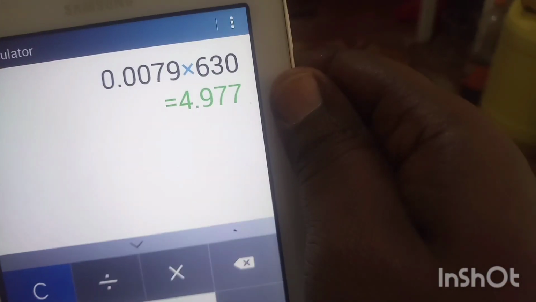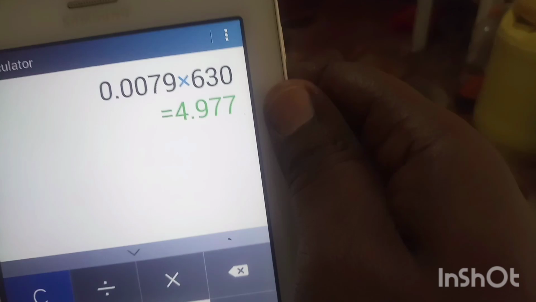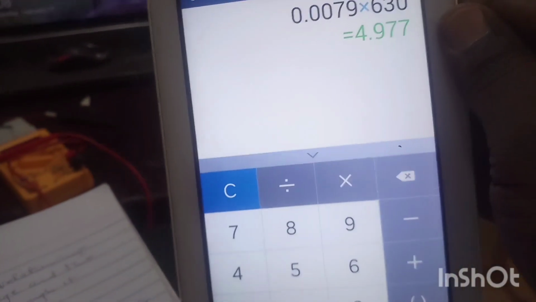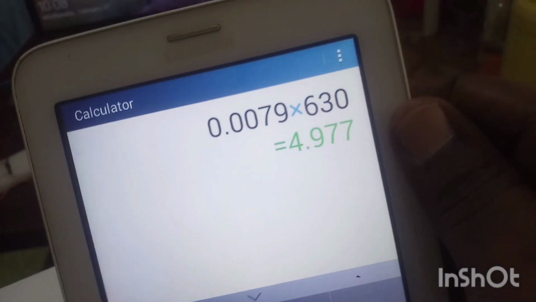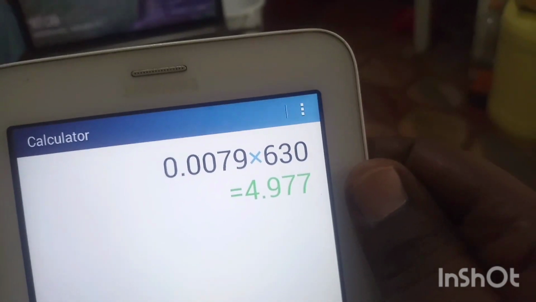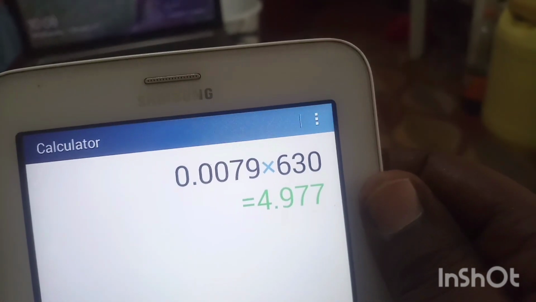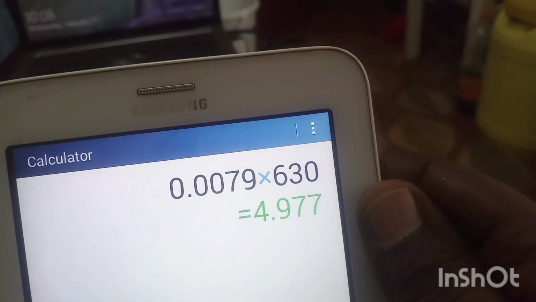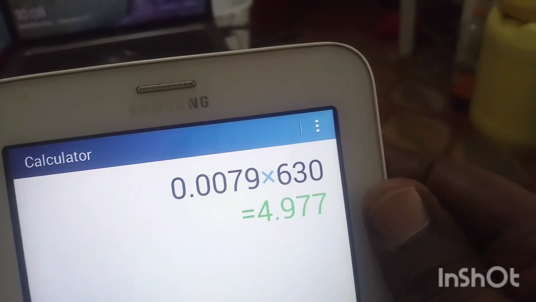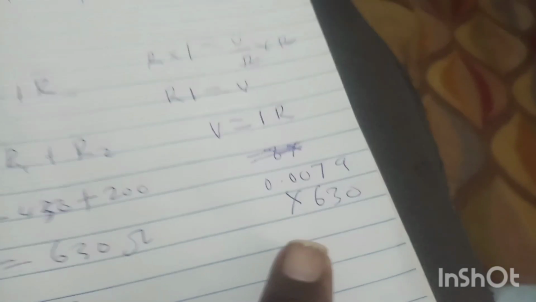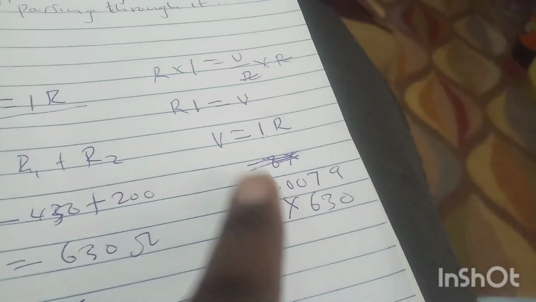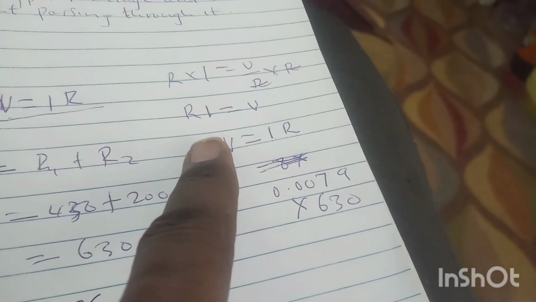See, 4.977 volts. Almost correct, because if you round up the 9, then it would be 5. It would be 5 volts. So we are actually very, very correct. Maths never lies, you know. If you multiply these two, you get 5 volts.